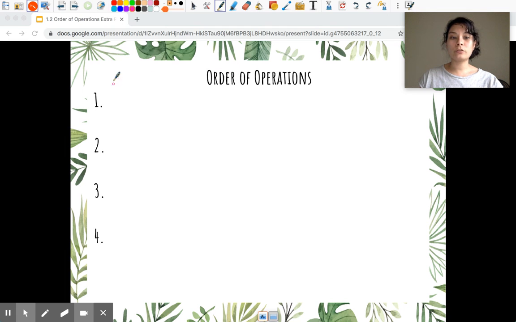And then order of operations, which is what everyone should have been taking notes on Friday. For order of operations, we use this acronym, PEMDAS. As you can see, I have more letters than I have steps here, and there's a reason for that. Let's go ahead and review what each of these letters represents. The P stands for parentheses.